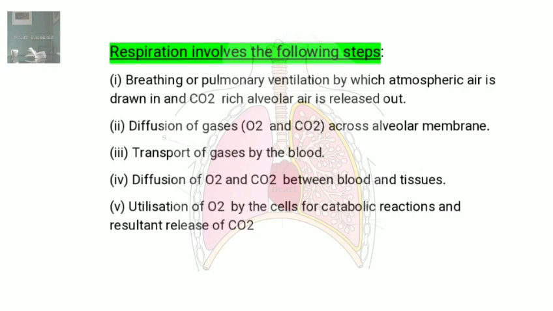In this step, the blood loses O2 and gains CO2. 5. Utilization of O2 by the cells for catabolic reactions and resultant release of CO2. Consumption of O2 and giving off of CO2 during production of ATP are termed cellular respiration.